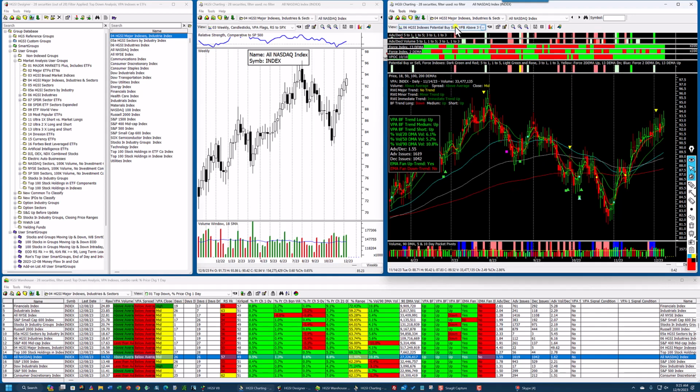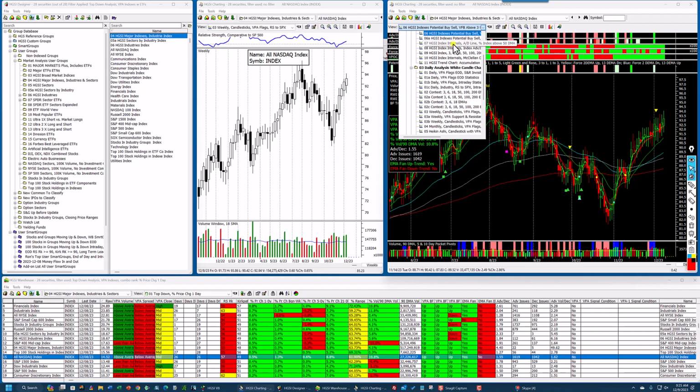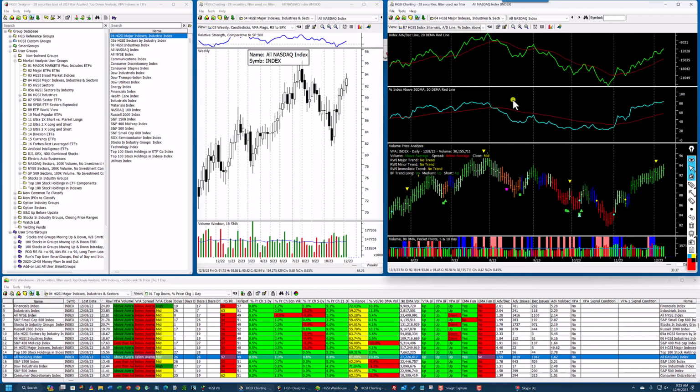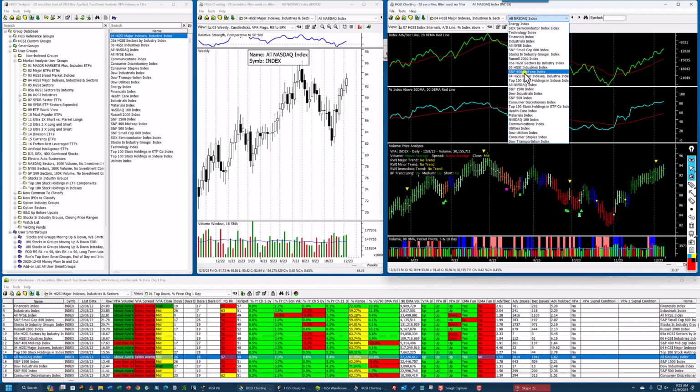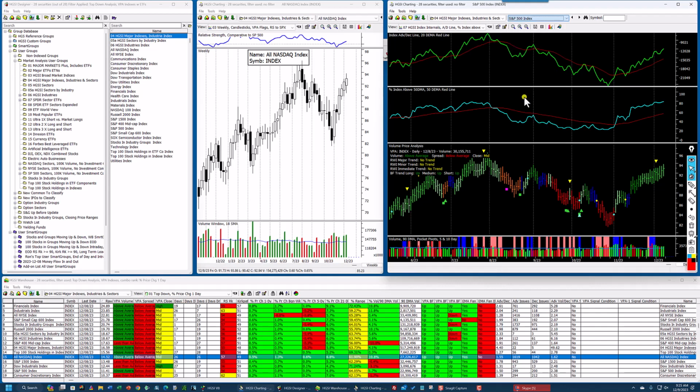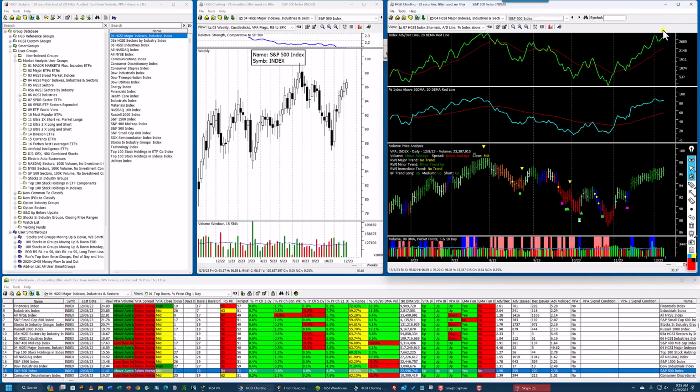So, you know, it looks strong so far here. This is a percent above the 50, just a different view, but this has the AD line, advancing issues versus declining issues of this index, the all NASDAQ index. Well, let's flip down. You can use these charts on any of these indexes that the program creates. Here's the S&P 500, for example. Look how strong that is.